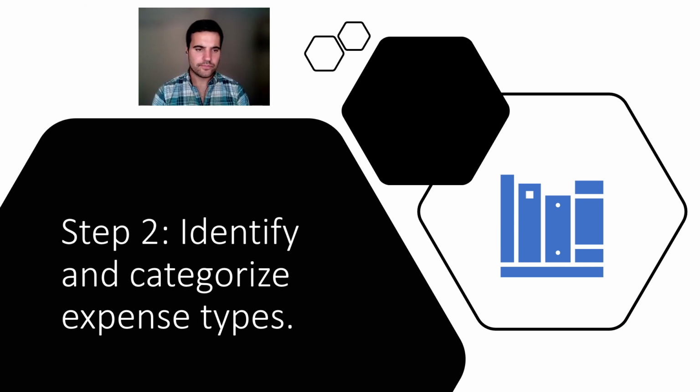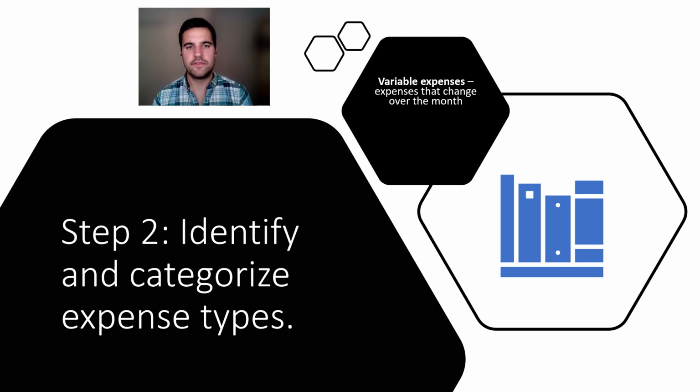Step 2. Now we know our income. Now we can focus on identifying and categorizing expense types. And there's two major types of expenses. The first one's variable expenses. And variable just means it changes. That's all it means, is changing expenses. Expenses that change over the month. And these are a little bit harder to predict.